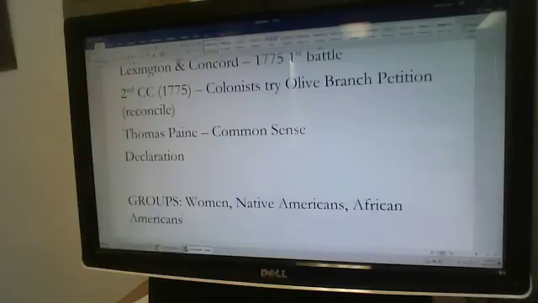Women, Republican motherhood. Do you remember what Republican motherhood is? Mm-hmm. So you're trying to raise good citizens as wives and mothers. I mean, that's kind of what you're doing. That's your role. There's no real rights for women, unfortunately.